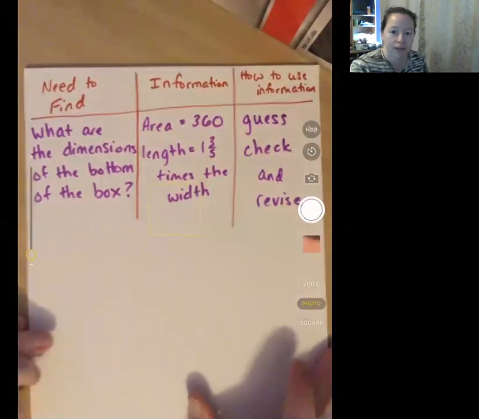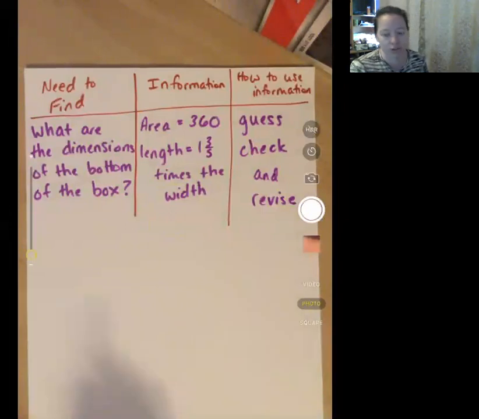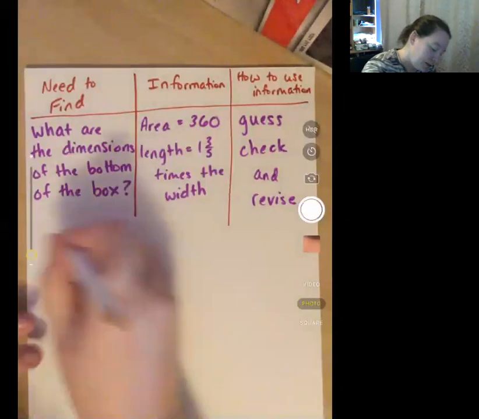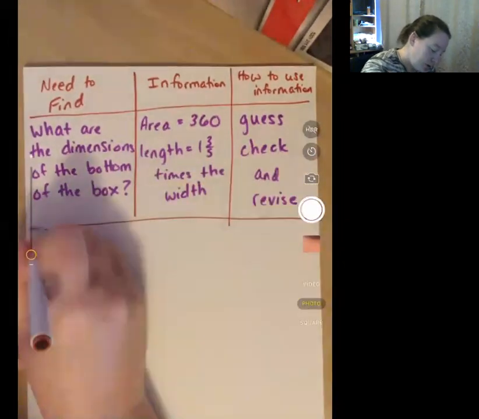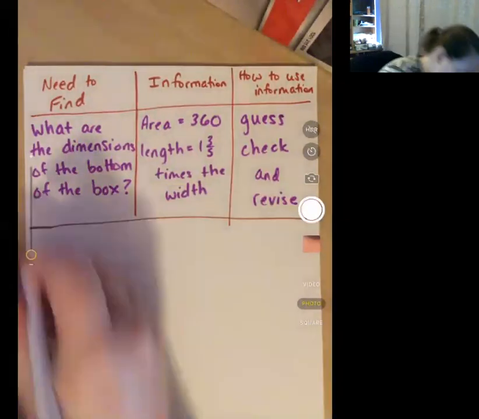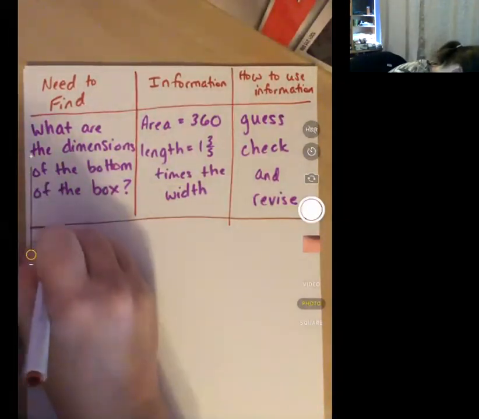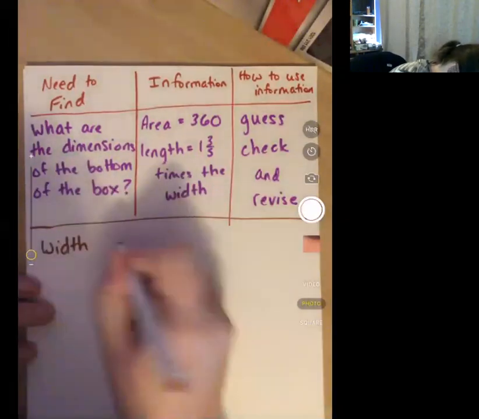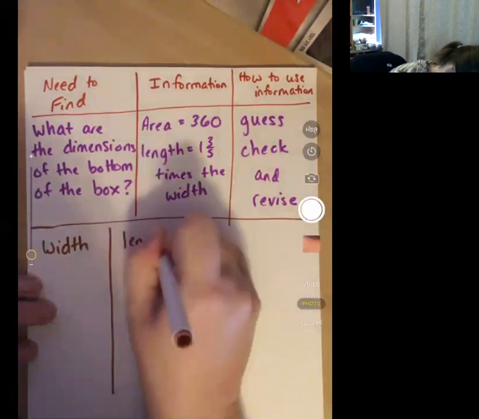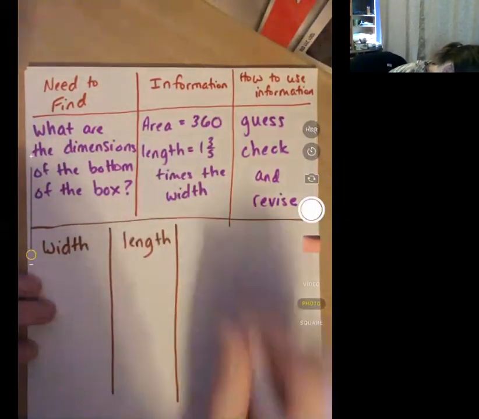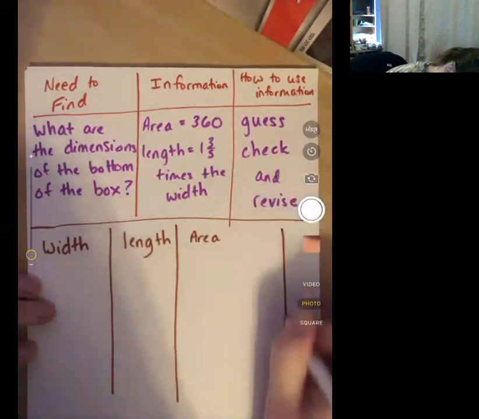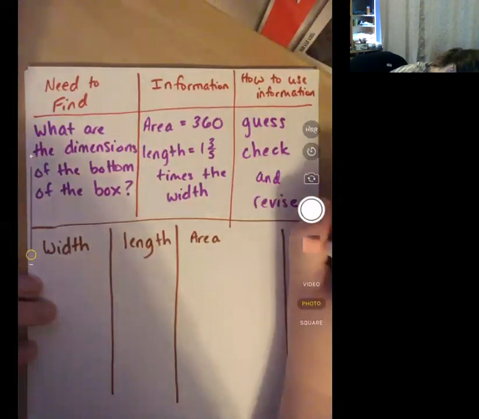Okay, so I'm going to guess, check, and revise on this information. Now let me write in our next one. Our next one down here is going to look like this. I am going to have width, length, area, and then check.